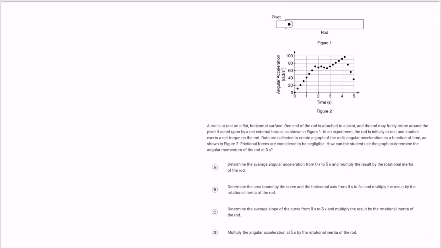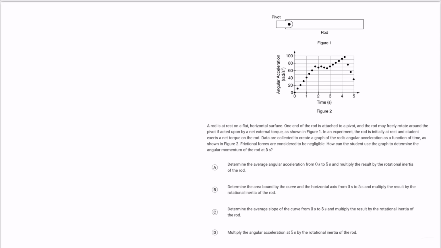So here we have a rod that represents a lever arm with its pivot shown and a graph of its angular acceleration with respect to time. The question says, a rod is at rest on a flat horizontal surface. One end of the rod is attached to a pivot, and the rod may freely rotate around the pivot if acted on by a net external torque.